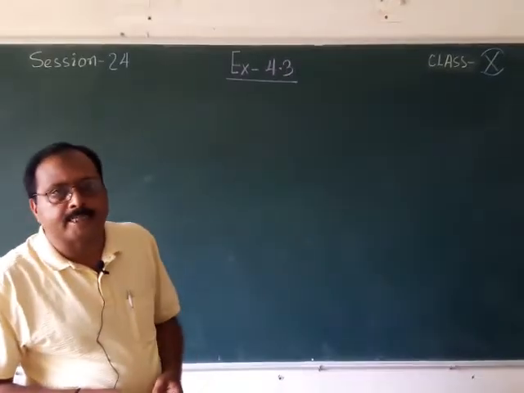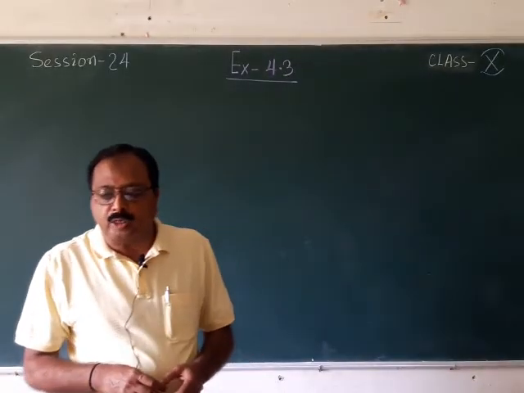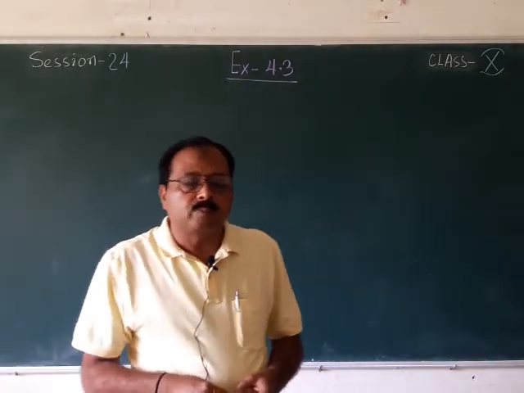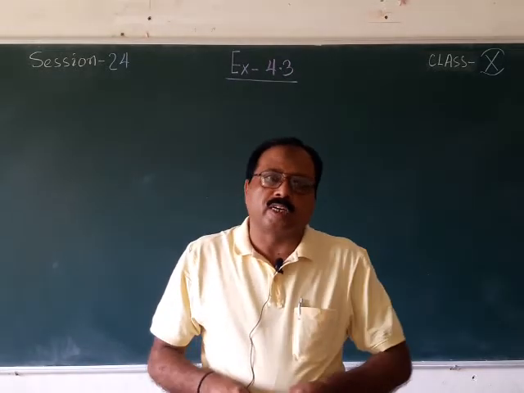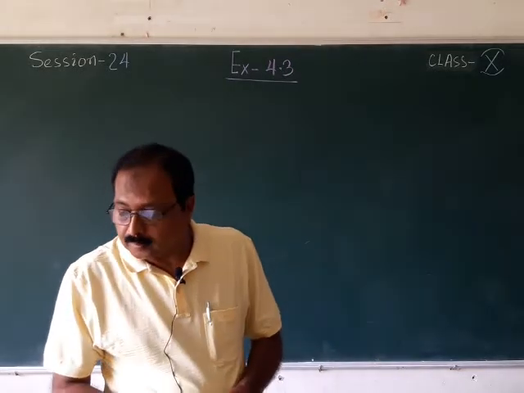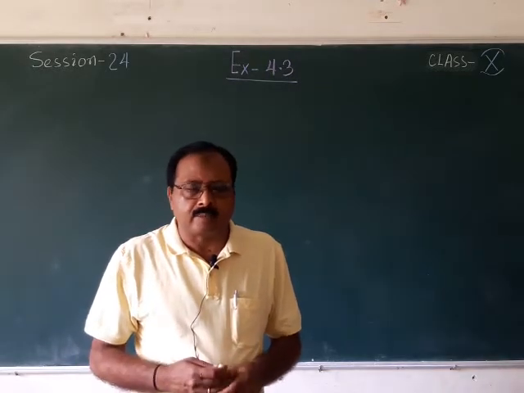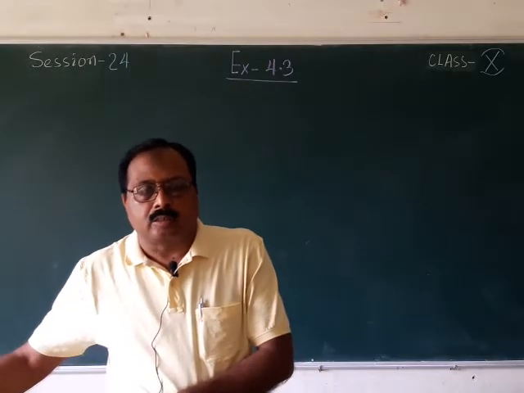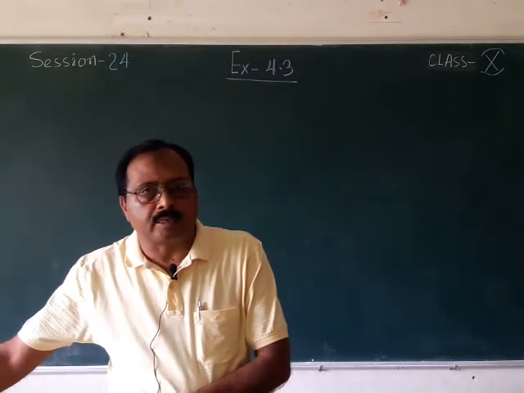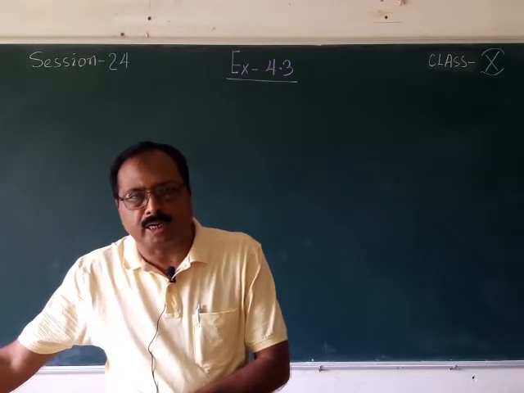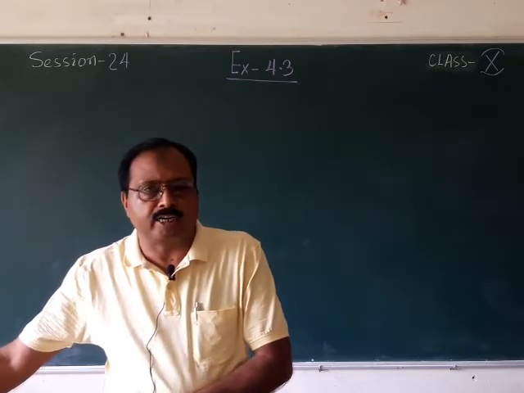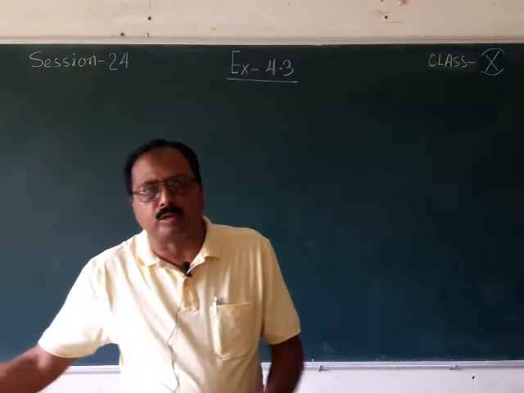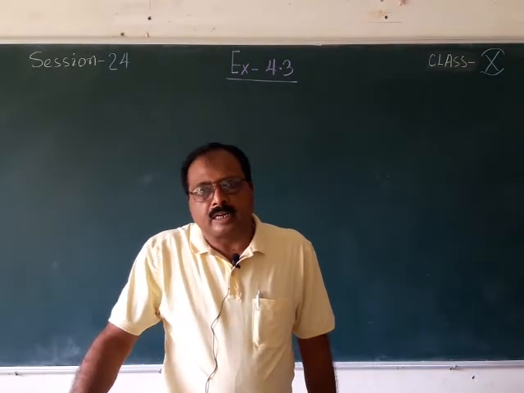Today we are dealing with exercise 4.3. Questions number 1 and 2 you have done already, and we have discussed how to use the quadratic formula to get the roots of a quadratic equation. As you are aware, first of all we have to find D. What is D? D is the discriminant, and D equals b square minus 4ac. First of all we find the value of D, and then we check that if D is greater than or equal to 0, then the real root exists.